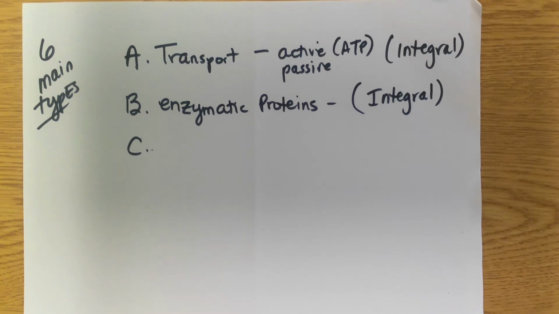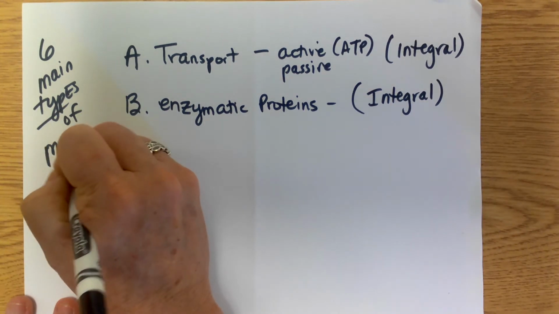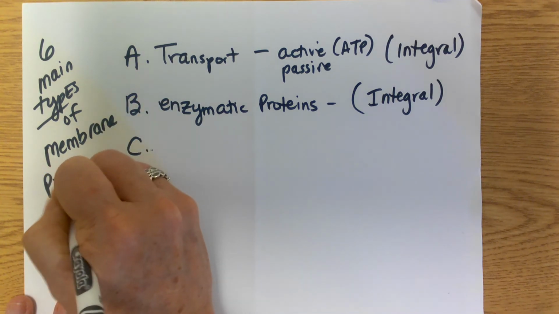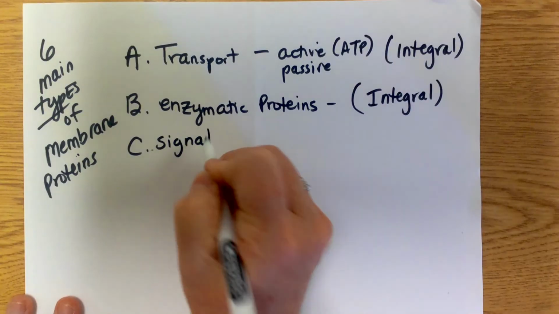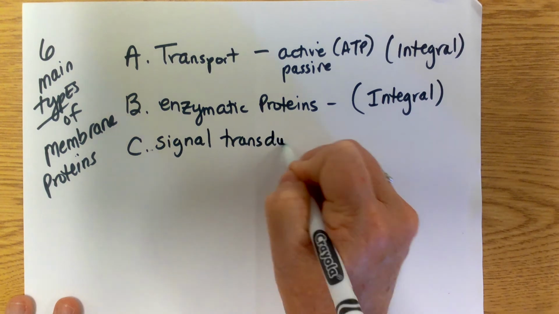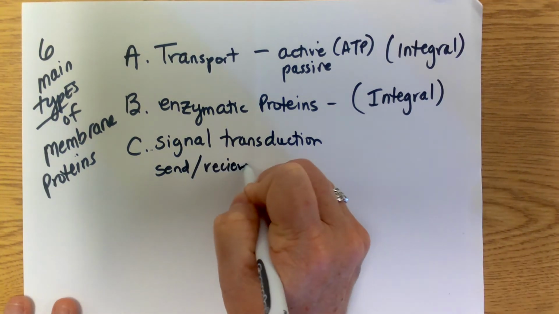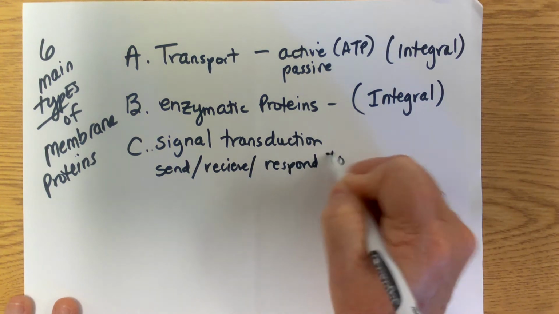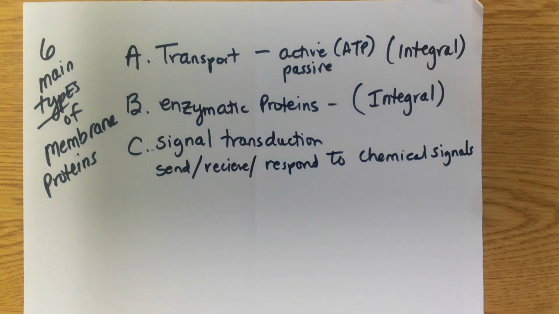All right, your third category of membrane proteins are ones that do signal transduction. Their job is to send, receive, and respond to chemical signals. So this is how you get your cells to do what you need them to do. Hormones can be chemical signals. Different medicines can be chemical signals. Your body can send out chemical signals. Your immune system sends out chemical signals.